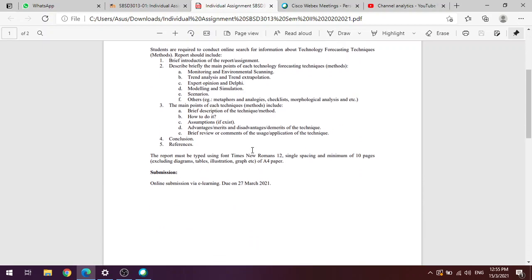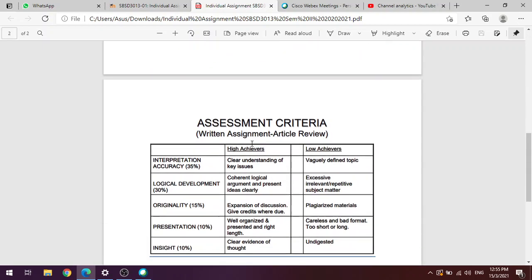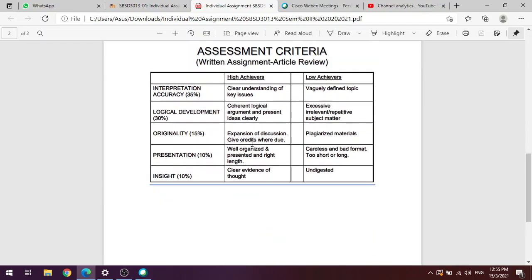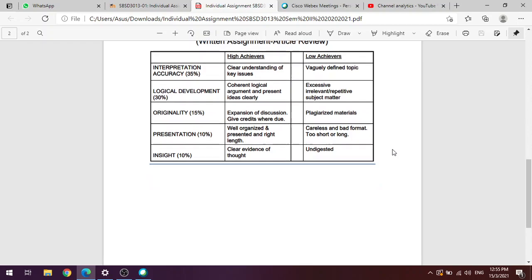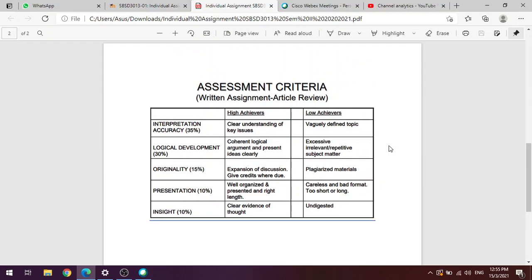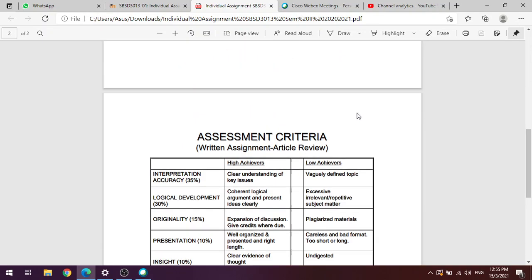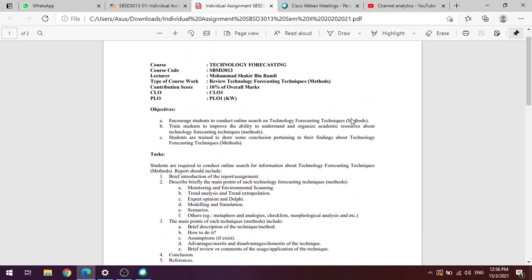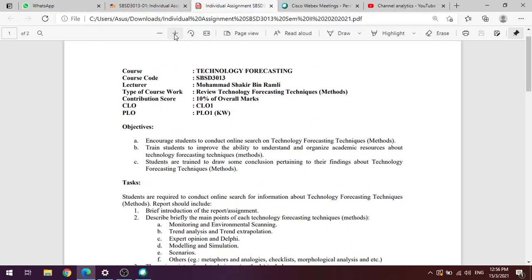If you have any question regarding assignment number 1 or any other things, you can ask me in the WhatsApp group, or you can raise the question during the WebEx meeting in the next meeting, Wednesday afternoon, Wednesday at 12. If you want to post anything, you can share it in the WhatsApp group.